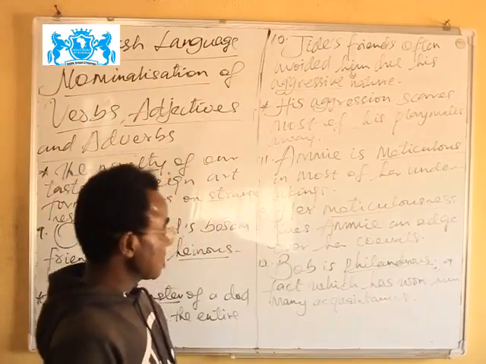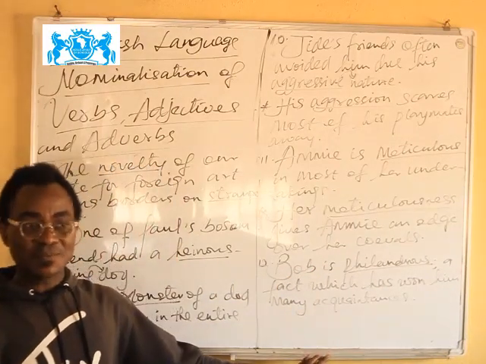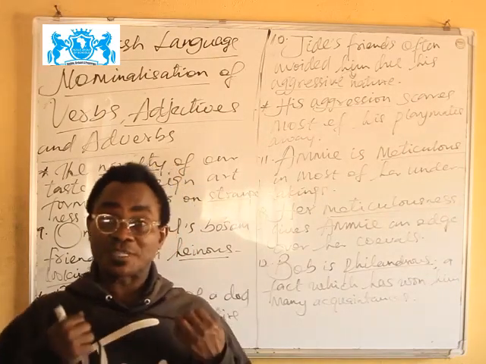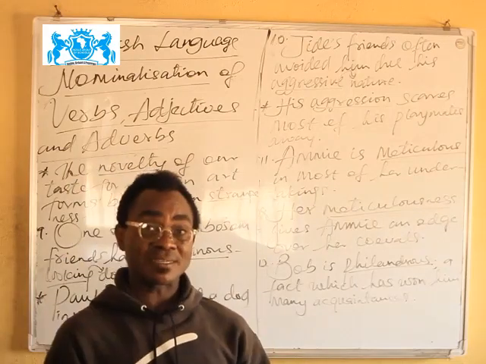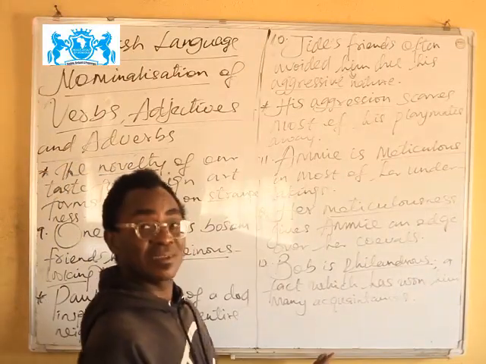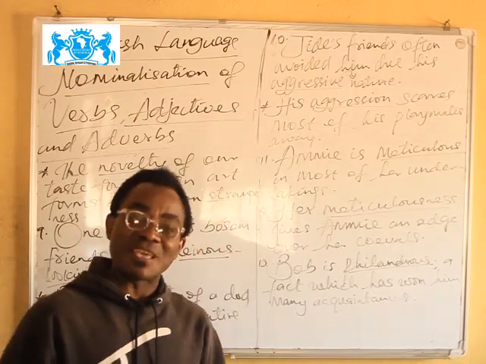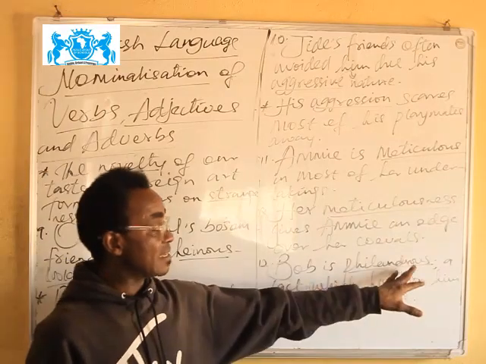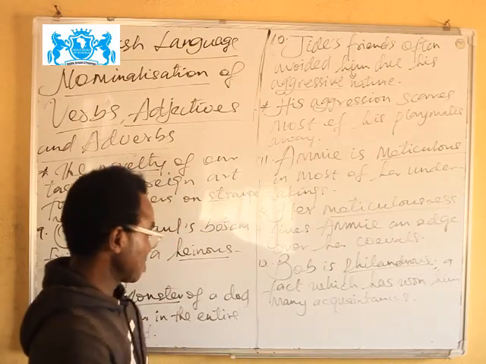Is philandrous, a fact which has won him many acquaintances. A man is philandrous if he loves the company of women. He enjoys staying around women because he wants to get attracted. He wants women to get attracted to him. We say such a man is philandrous. Now, a philandrous man is a philandra. It's called a philandra. So the philandra is the nominal form, or the noun form derived from philandrous.